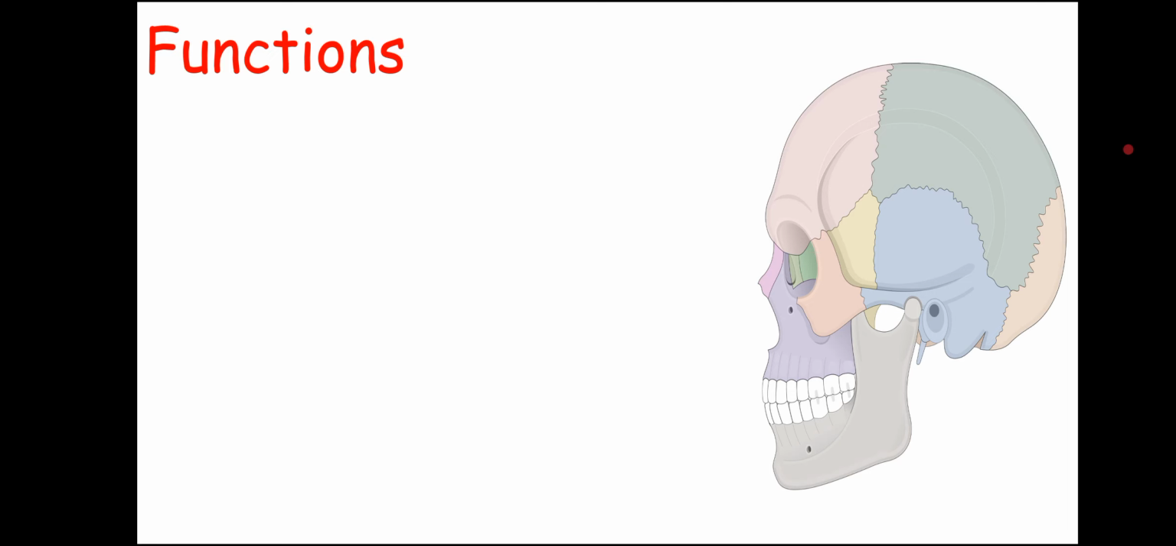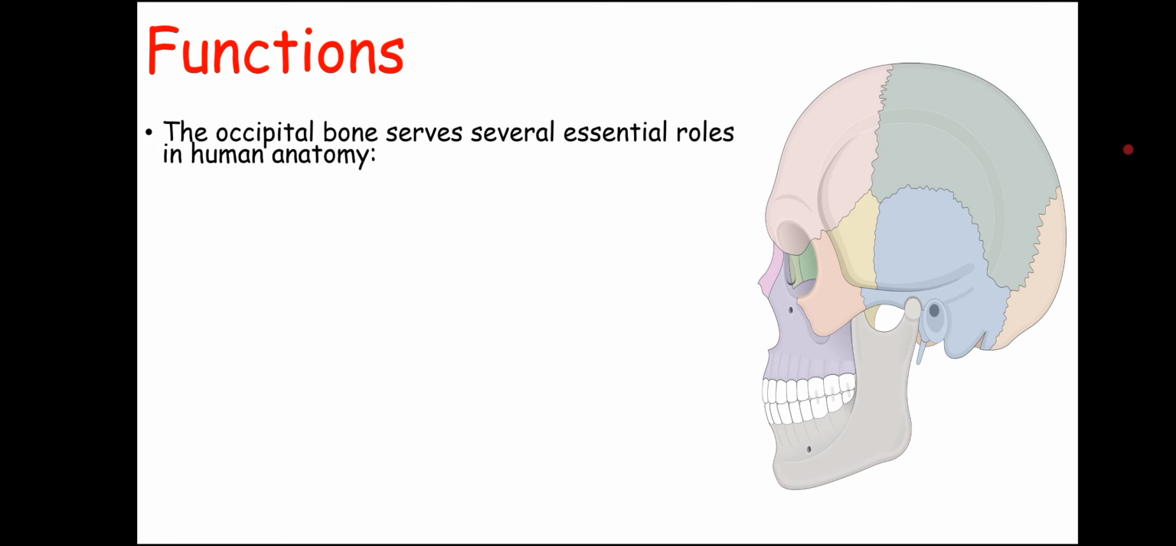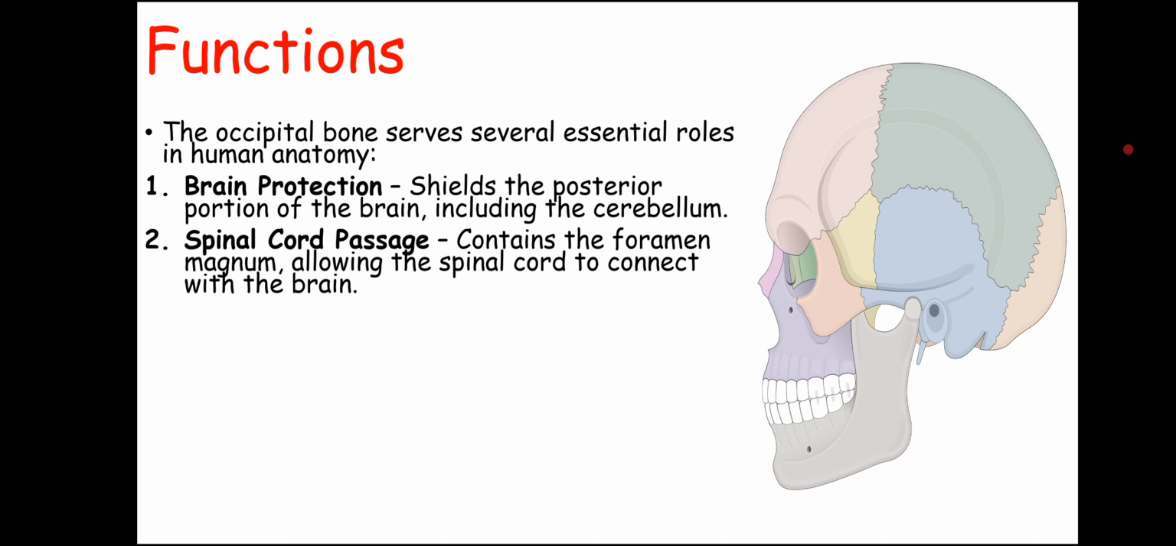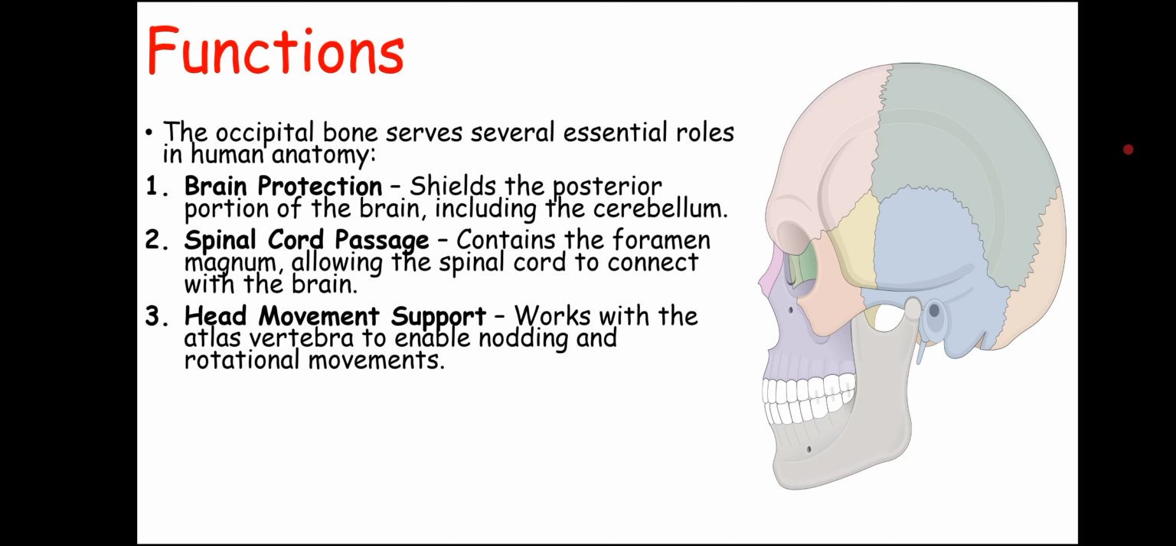Now let's talk about the functions of occipital bone. Occipital bones serve several essential roles in human anatomy. First is brain protection, as it shields the posterior portion of the brain including the cerebellum. Second function of the occipital bone is spinal cord passage, as it contains the foramen magnum that allows spinal cord to connect with the brain.